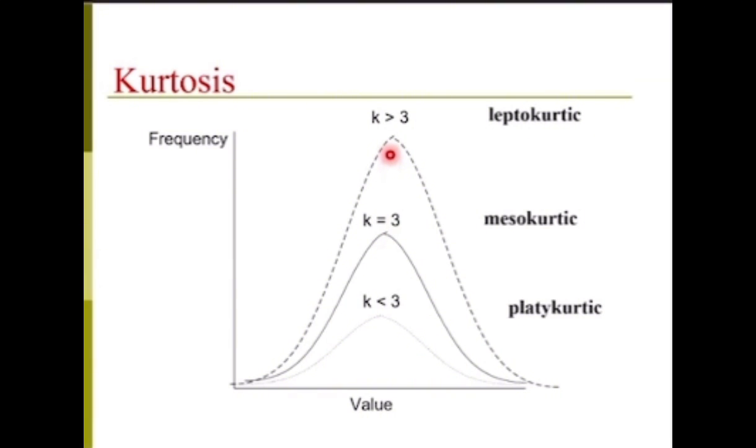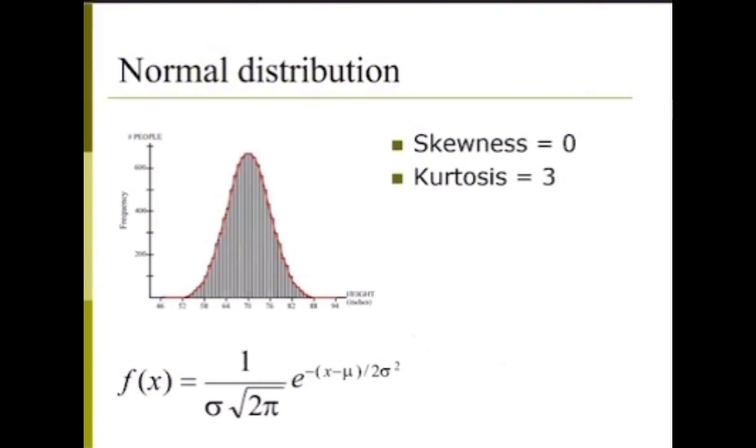When it is less than 3 or greater than 3, that's a problem. Now take a look at this one. In terms of shape, let us use a threshold. For a normal shape, skewness is 0 and kurtosis must be 3. Does that make sense? That is for the normal.